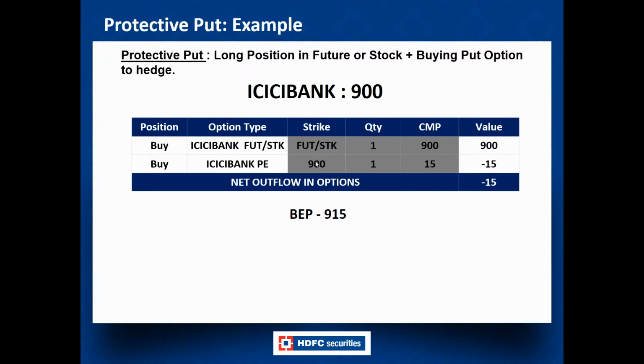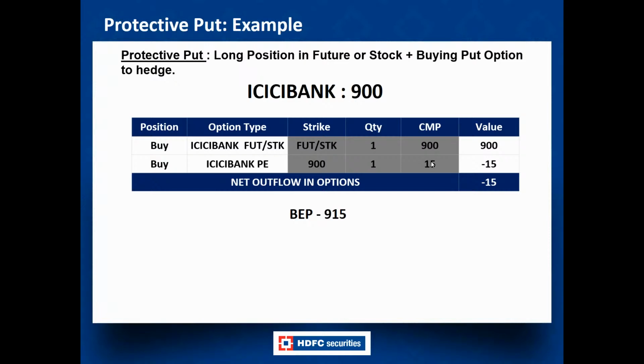So to safeguard that, you have bought a 900 put at 15 rupees. Since you are a buyer of a put option, your maximum risk would be 15 rupees. However much ICICI Bank goes above 900 rupees, you will make unlimited profit in futures, but in your put option only 15 rupees would be at stake. If ICICI Bank starts moving up, you will just lose 15 rupees.